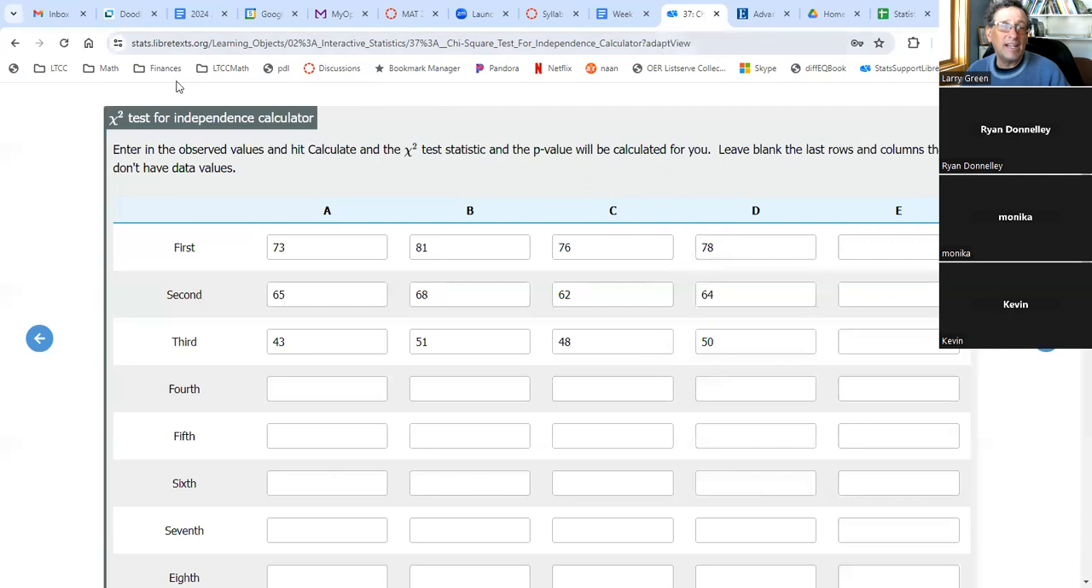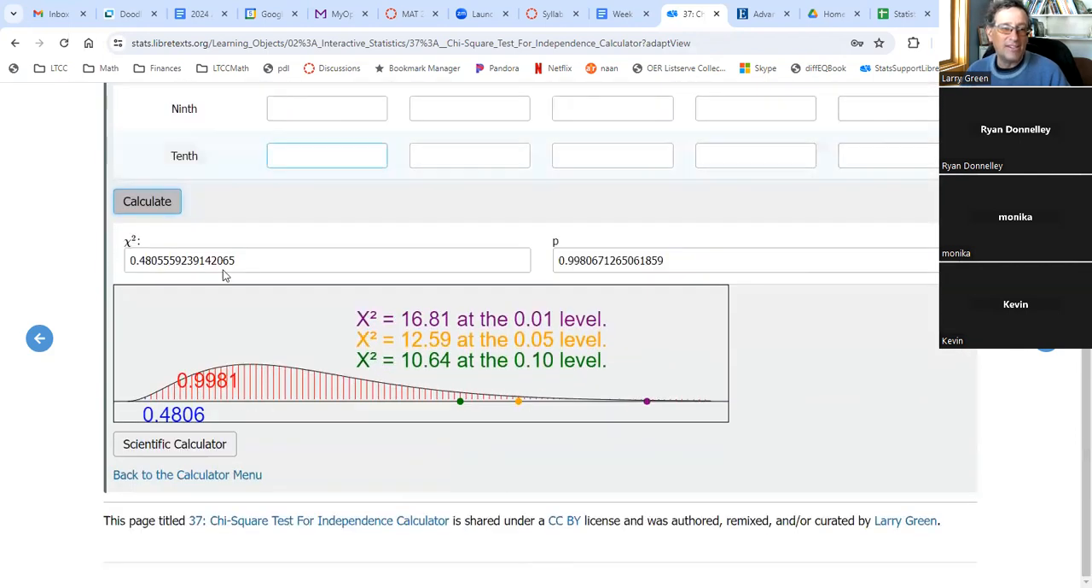Can I use a chi-squared test for independence calculator? Yeah, that's not going to work. So now, okay, I'm going to go back to the calculator menu.